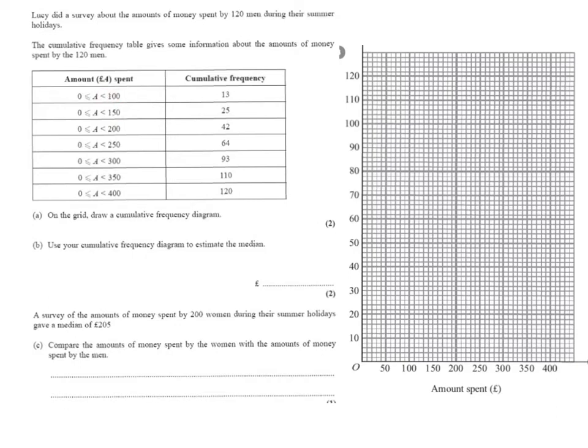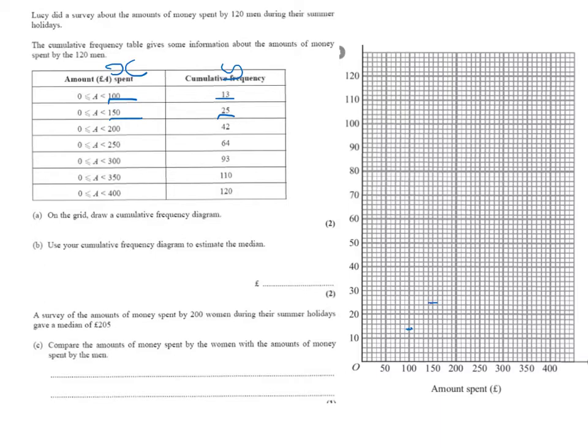So first of all, we simply have to plot this. So we need to know that the end of the interval is like our x, and the cumulative frequency is our y. So I'm just going to write that in, x against y. So we're going to plot 100 with 13, you can see the small mark has been made there. Now, then we plot 150 with 25, so come across to 150 up to 25.